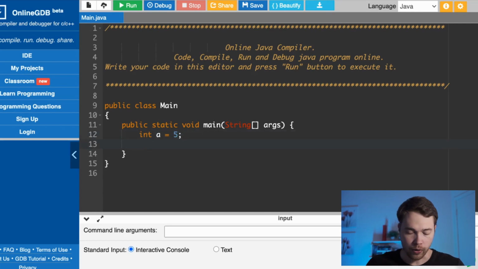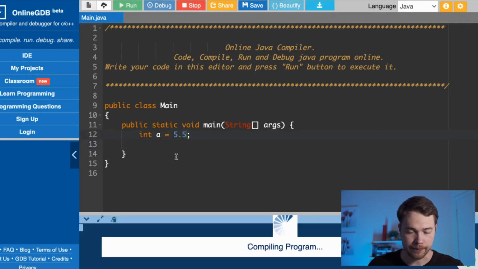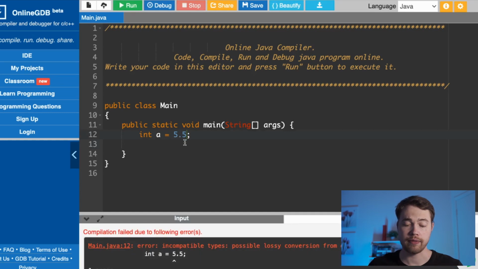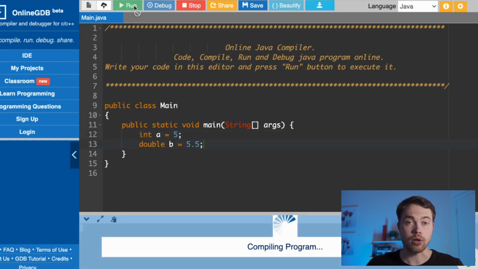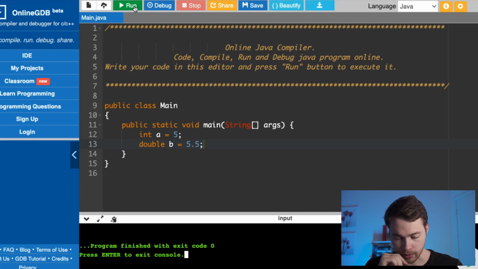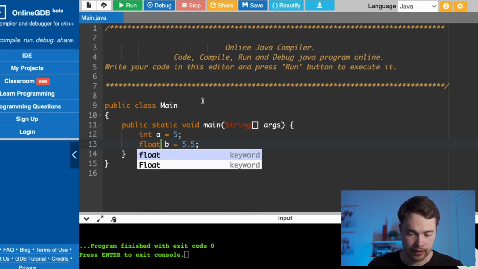Now we also talked about that I can't really say a is equal to 5.5, because in this case a is an integer, right? And 5.5 is not an integer. That's why in order to avoid that, I would have to say double b is equal to 5.5, right? So that should already work. That should compile. Am I right? Perfect.